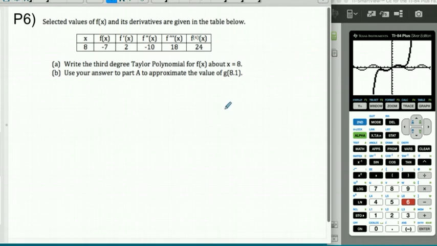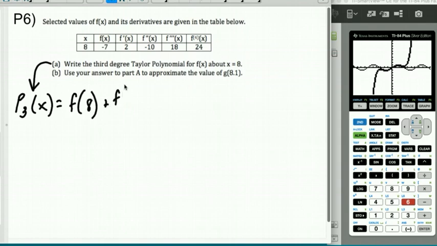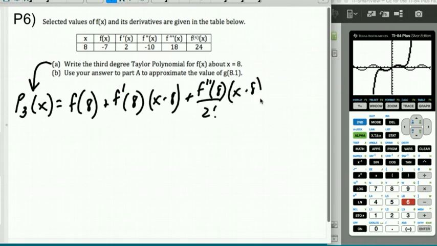Let's do the same thing, right? Again, it looks daunting, but it's not meant to be daunting, right? So you have to ask yourself, what does the prompt ask me to do? Third degree Taylor polynomial for f about 8 should be f of 8 plus f prime of 8 times x minus 8 plus f double prime of 8 over 2 factorial times x minus 8 squared plus f triple prime of 8 over 3 factorial times x minus 8 cubed.